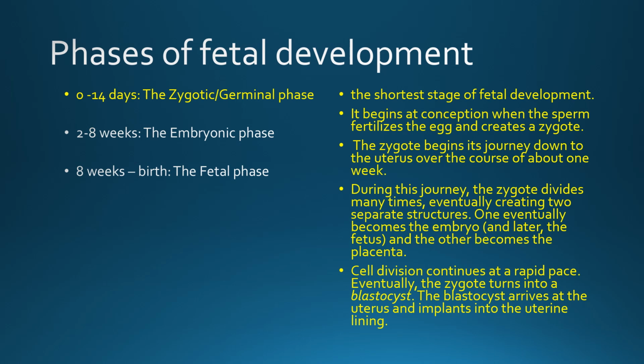So the zygotic phase is the shortest stage of fetal development. It begins at conception when the sperm fertilizes the egg, and then it becomes called a zygote. The zygote will begin its journey from the fallopian tube to the uterus. It will divide quickly during this time and give rise to two structures. One will form the embryo later on, and one will form the placenta. The cell division will be at a rapid pace until the zygote turns into something we call a blastocyst. The blastocyst arrives at the uterus and implants into the uterine lining.